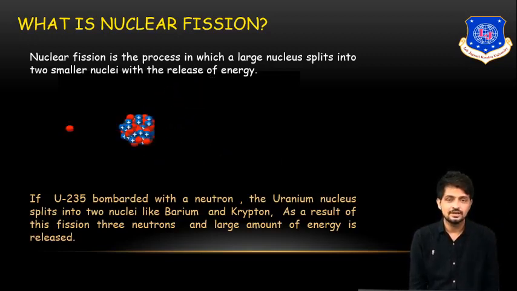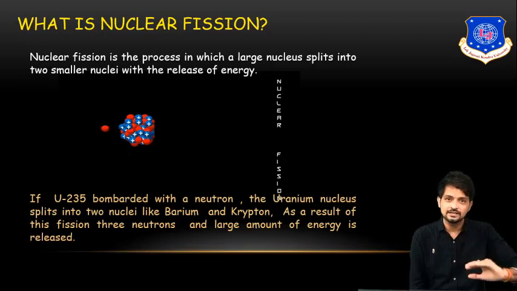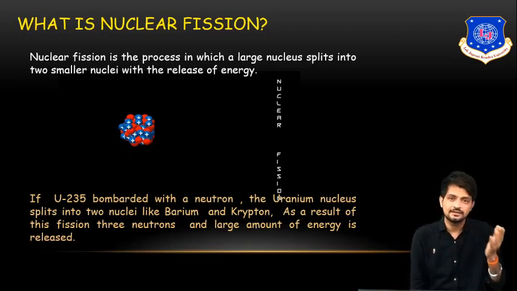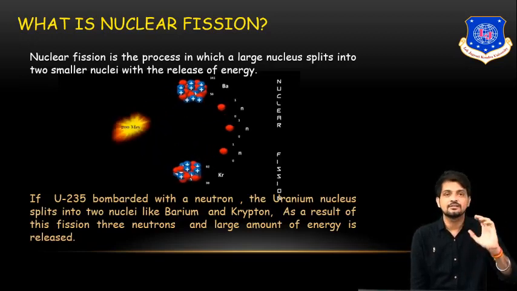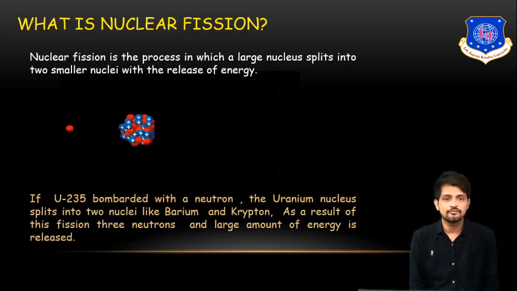So you can see here a large amount of heat energy is produced, and by using this heat energy we convert it into steam, and that steam is used to rotate the turbines, and turbines are connected with an alternator, and that will give us electrical energy. See, this is the basic idea of nuclear fission.